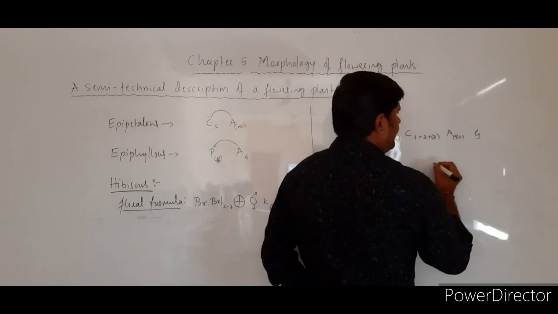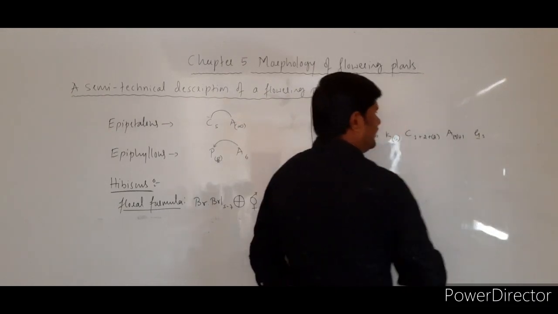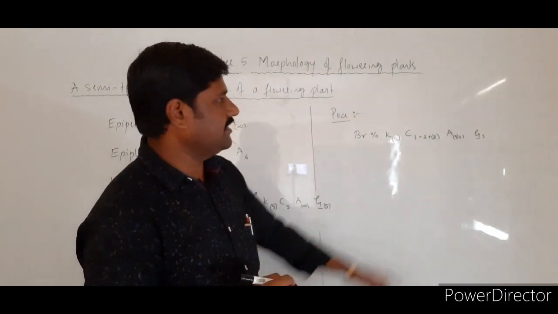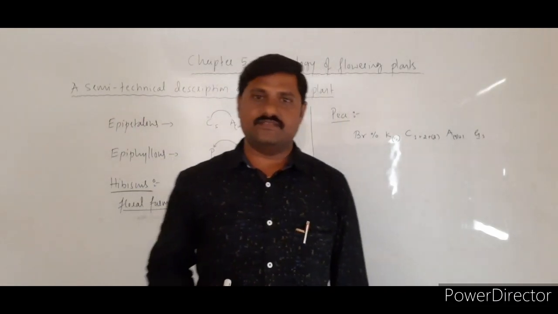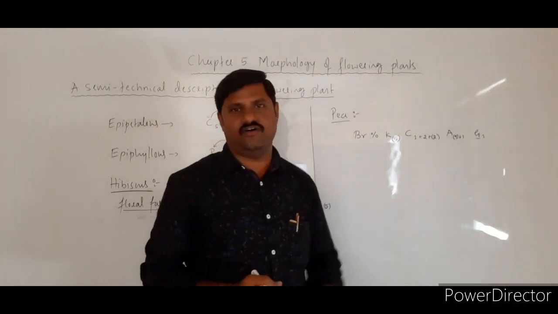The ovary is superior, underline G, and only one carpel is there. It is a monocarpellary condition. So it is right at the foot of the G. Right? So like this.